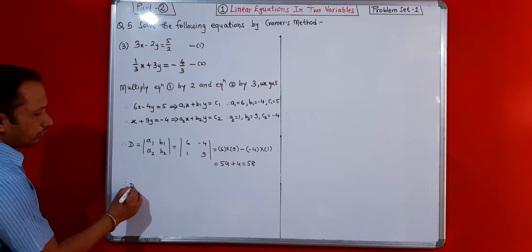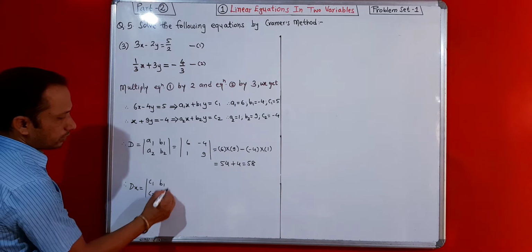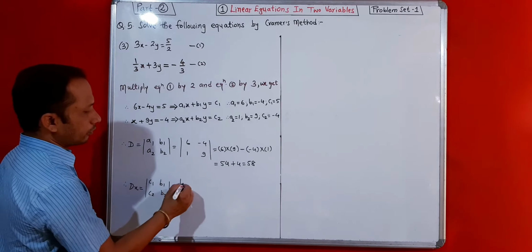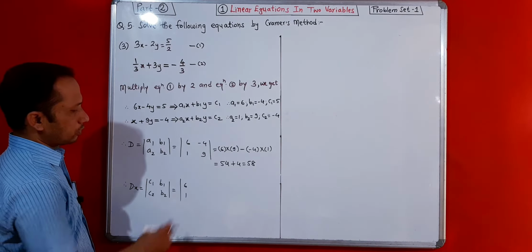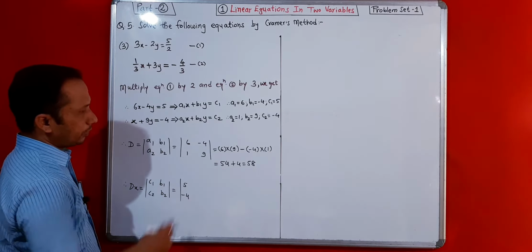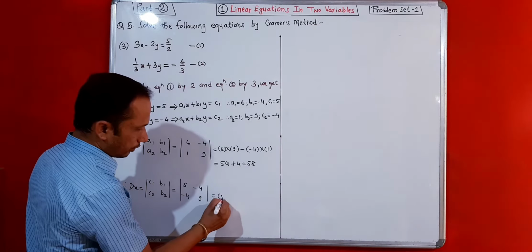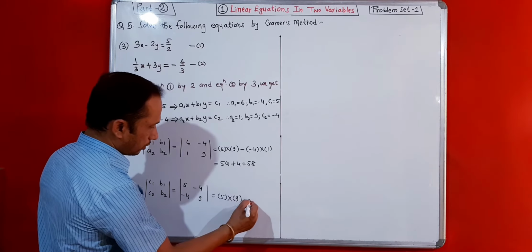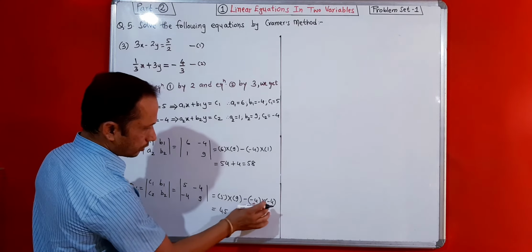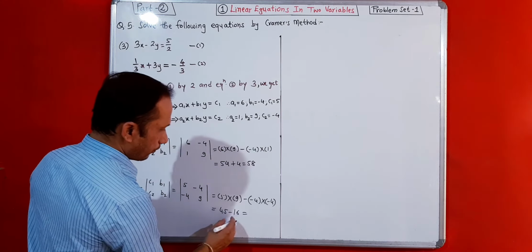Therefore Dx, we'll find Dx. You know that a1 a2 changes by c1 c2, and b1 b2 remains as it is. So what is a1 a2? We know that a1 a2 here is 6 and 1, and what, no, sorry, this is c1 c2. I want c1 c2: 5 and minus 4, and b1 b2: minus 4 and 9. So do this: 5 into 9 and minus 4 into minus 4. So it will be 45, and minus into minus is plus, so 45 minus 16, it is 29.